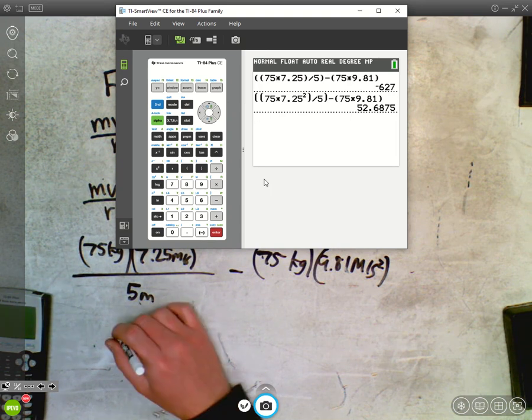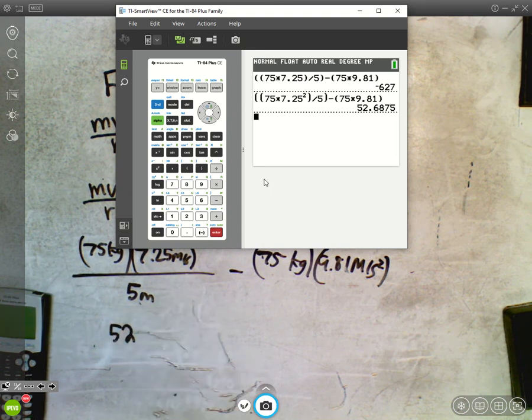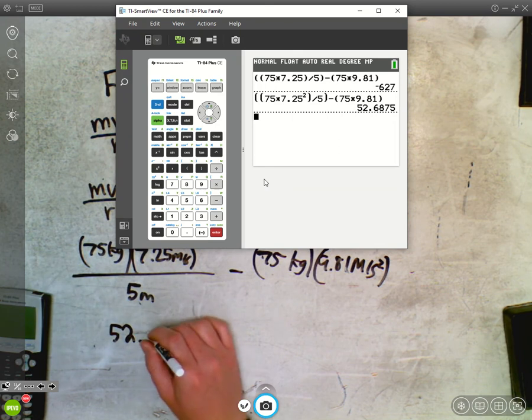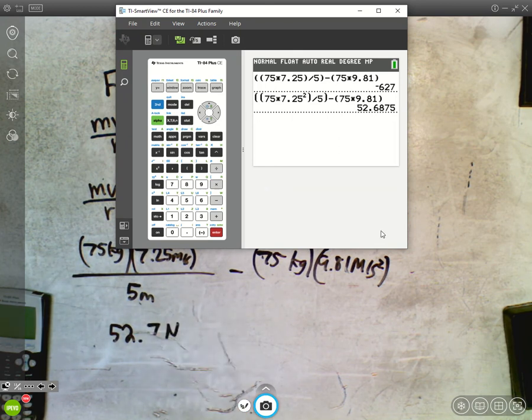So the weight is 52.7 newtons, right? And we can find their normal weight. Their normal weight is just going to be mg, so 75 times 9.81. So this is their normal weight. This is their apparent weight. Well, they're going to feel a lot lighter, and they're going to get that butterfly feeling in their stomach while doing this loop-to-loop on this roller coaster.